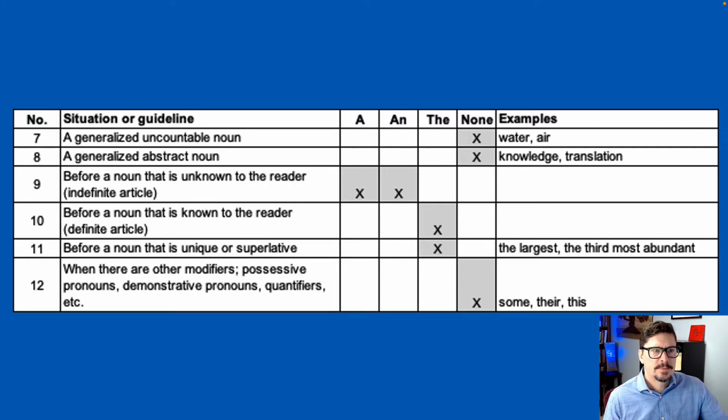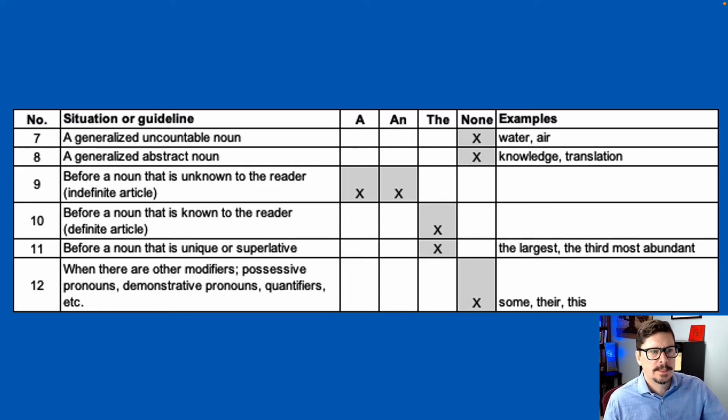Number 8 is for a generalized abstract noun. You do not use an article. Some examples of abstract nouns are knowledge and translation. So these are things that you cannot touch, taste, feel, smell, they're concepts. That makes them abstract rather than concrete. Now, the word generalized in Rule 7 or 8 is important because there may be specific times that you would use an article with these words.